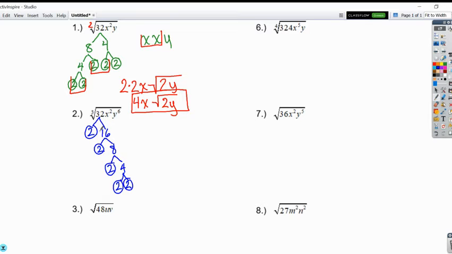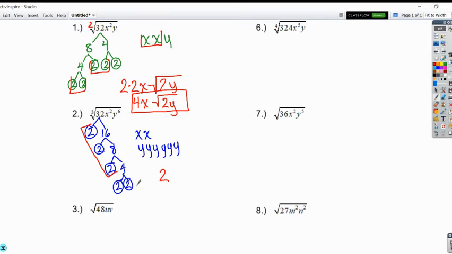And then I'm also going to look at my variables. X squared says that I'm multiplying x times itself 2 times, and y to the 6th says that I'm multiplying that y times itself 6 times. So I start looking for my matches. Check out the index. I need matches of 3. It's a cube root this time. So anytime that I find a group of matches, I write it down once.